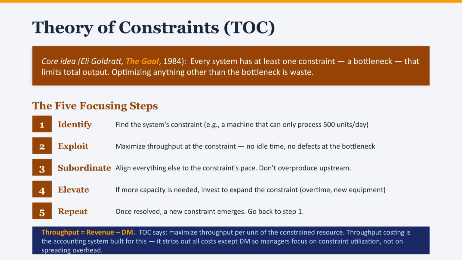The slide outlines 5 focusing steps, from identifying and exploiting the constraint to elevating capacity, and then repeating the process to find new constraints. Additionally, the throughput formula, revenue minus direct materials costs, helps managers concentrate on the true drivers of production efficiency to improve overall performance. It strips everything except DM, then divides throughput margin by bottleneck minutes to get the only metric that matters: cash generated per minute of the constraint.